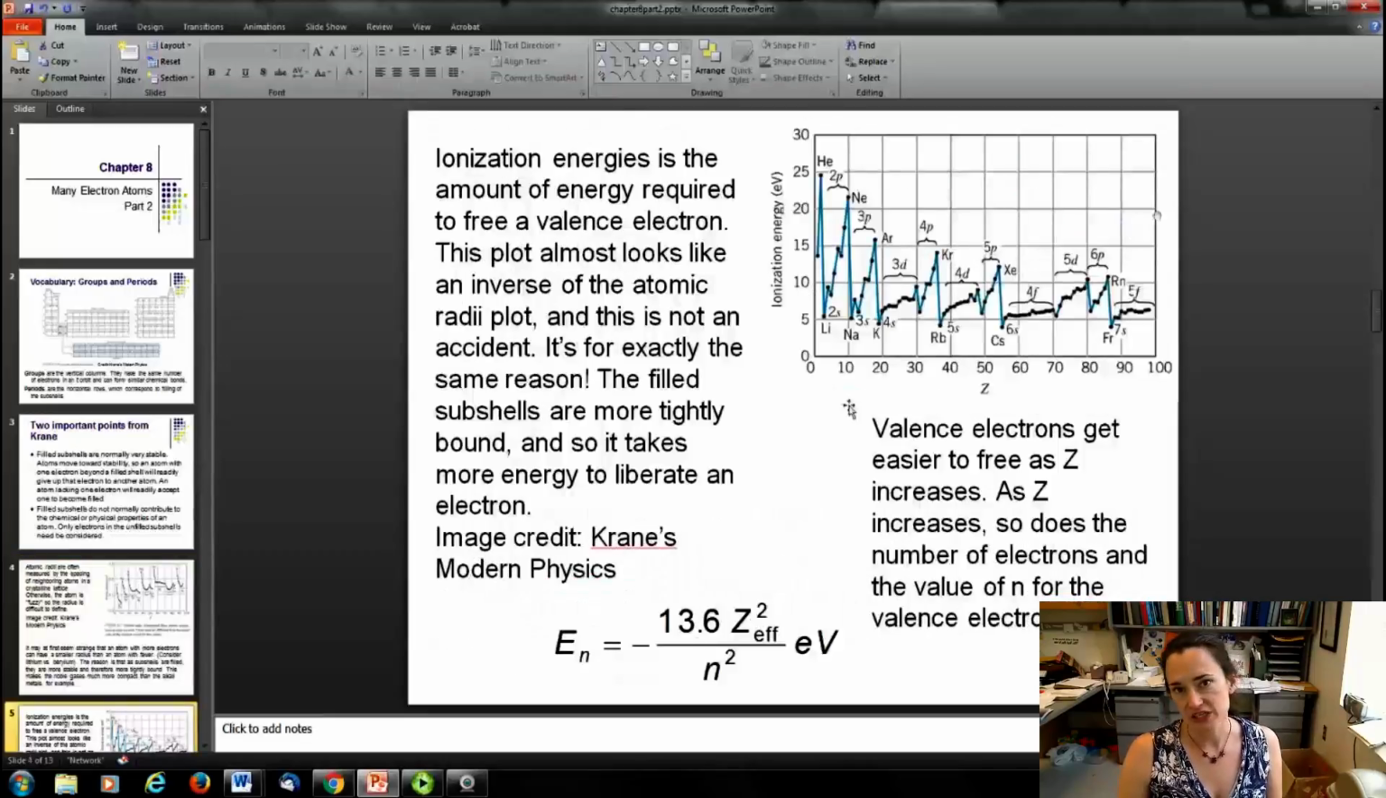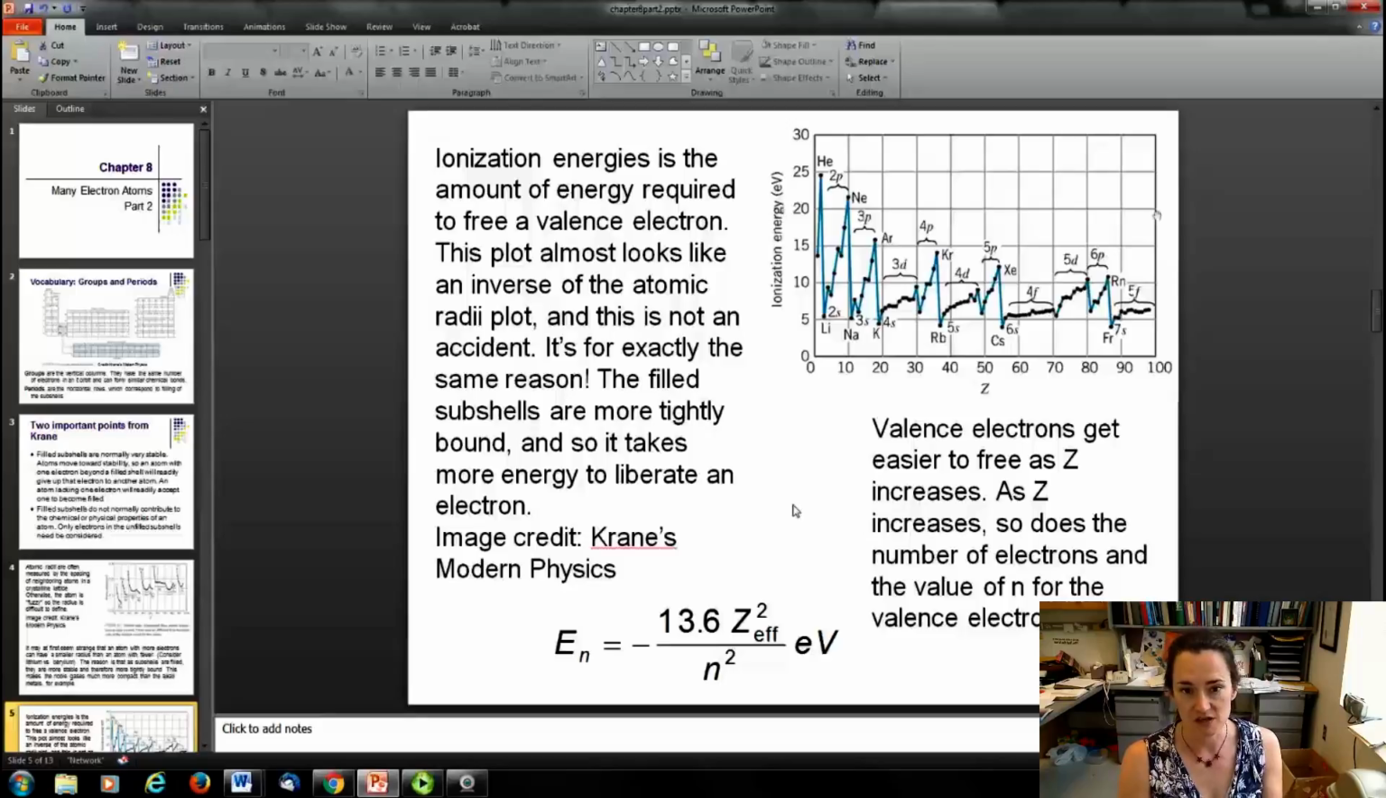Now the ionization energies here. First of all, to define, an ionization energy is the amount of energy that's required to free that valence electron that's in the outermost orbital. Now, if you can remember the plot on the previous page, it almost looks like the ionization energy plots are sort of the inverse of the radius plot, and that is not an accident, and it's for exactly the same reason.